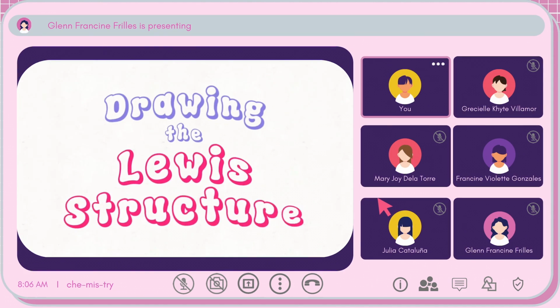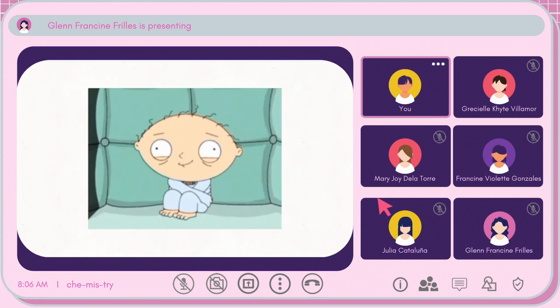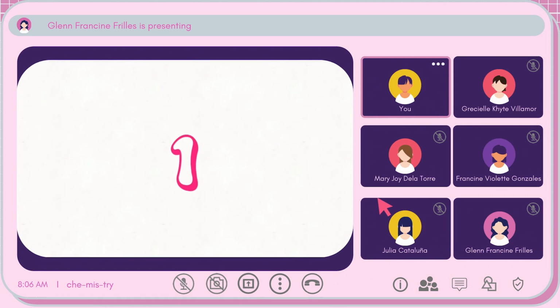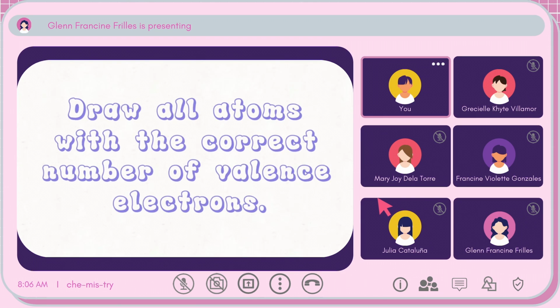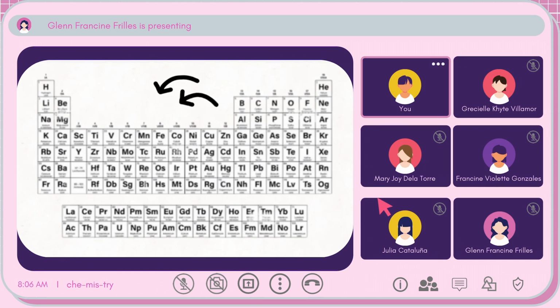Drawing the Lewis structure is as easy as 1, 2, 3, 4, 5. Well, maybe not, but close enough because there are only 5 steps in doing so. First is to draw all atoms with the correct number of valence electrons. To know the number of valence electrons, you can refer to your periodic table.